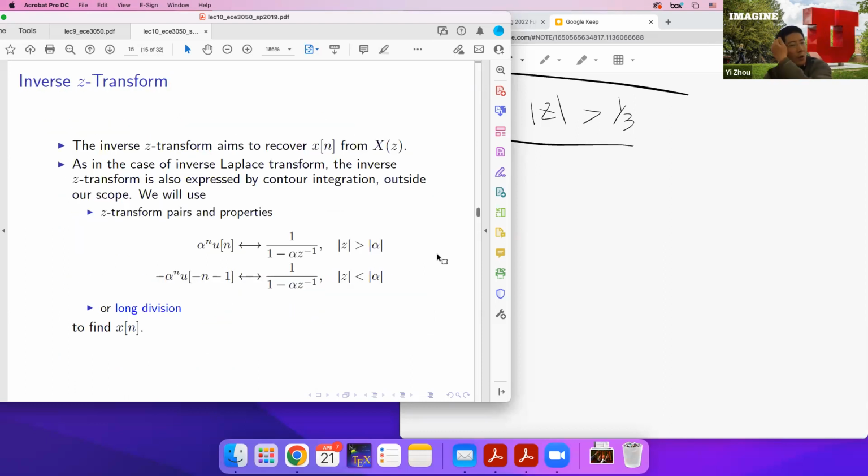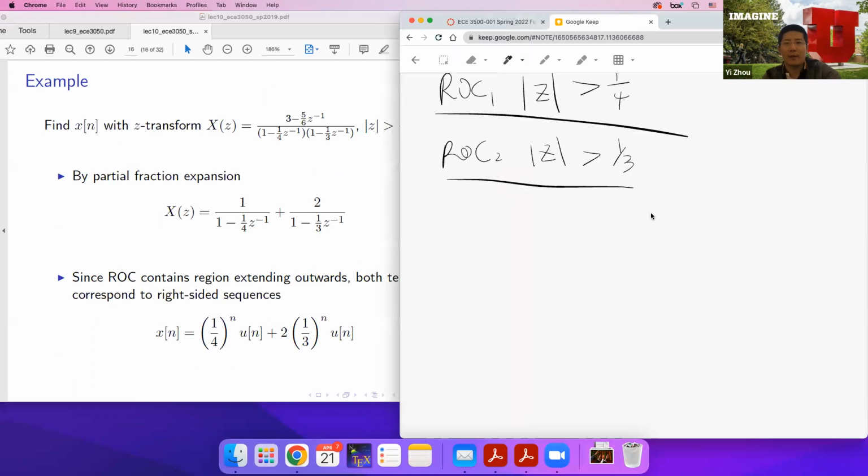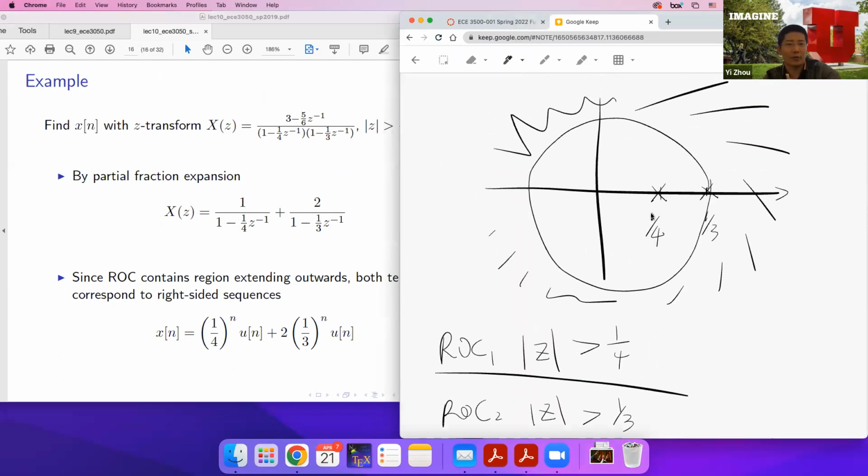Okay, so this is how we find the inverse. The idea is exactly the same as the Laplace transform. Again, the difference is that here all the ROCs are ring shaped.